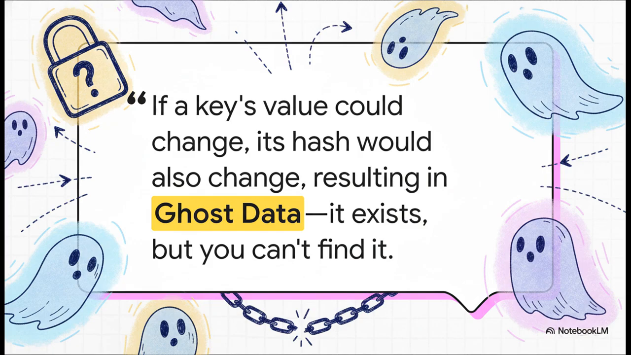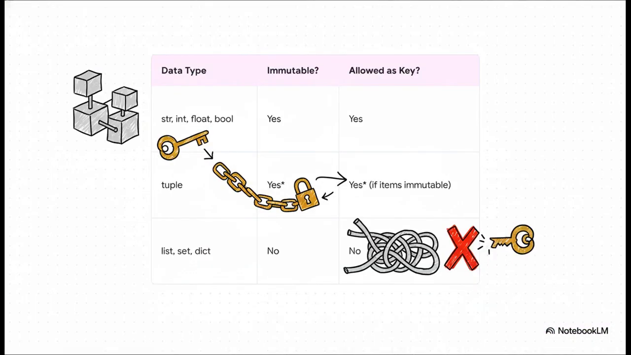Imagine for a second you could use a list as a key. You store some data with it. Then later, you change an item in that list. The next time you try to look up that key, Python runs the hash recipe on the new changed list and gets a different address. Your original data is still sitting in memory, but the map to find it is gone forever. It's a ghost.